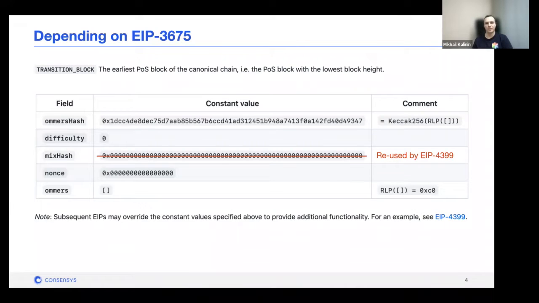Also, the main merge EIP, which specifies the upgrade to proof of stake, has this table of deprecated fields. They are just deprecated by being set to their respective constant values. And there is a note below this table, which just says that these constants, these fields, may be used in the future, so these constants may be replaced by some real values. And this is what happens for 4399: the mixHash field is reused to keep the randomness output value after the merge.